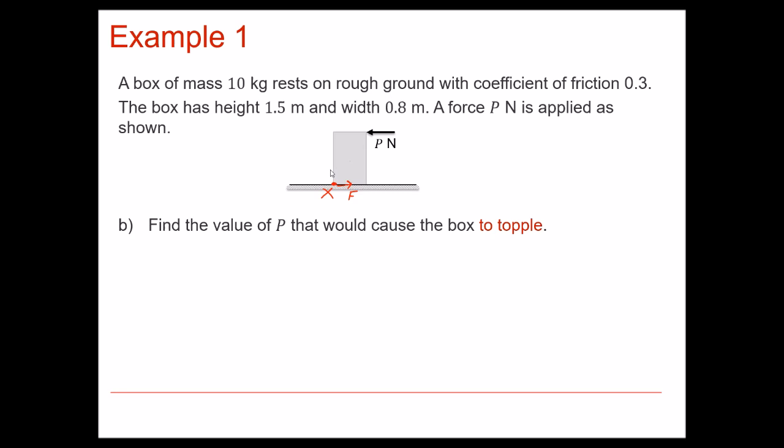Now when it comes to the normal reaction force, we need to be careful as well. Again, just like with the friction, if this thing is going to be toppling, that point's the only point in contact with the ground, the normal reaction force will also be acting from this point of contact. So it will look like that. So neither of these will have any moment about X.